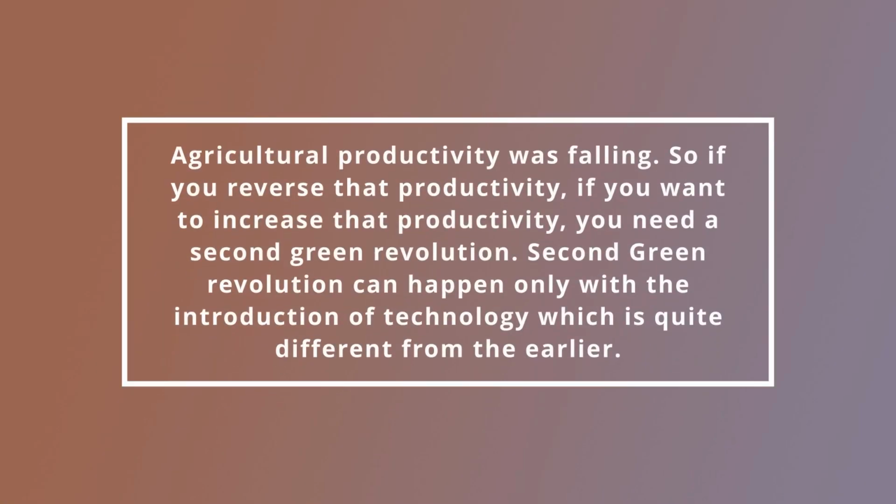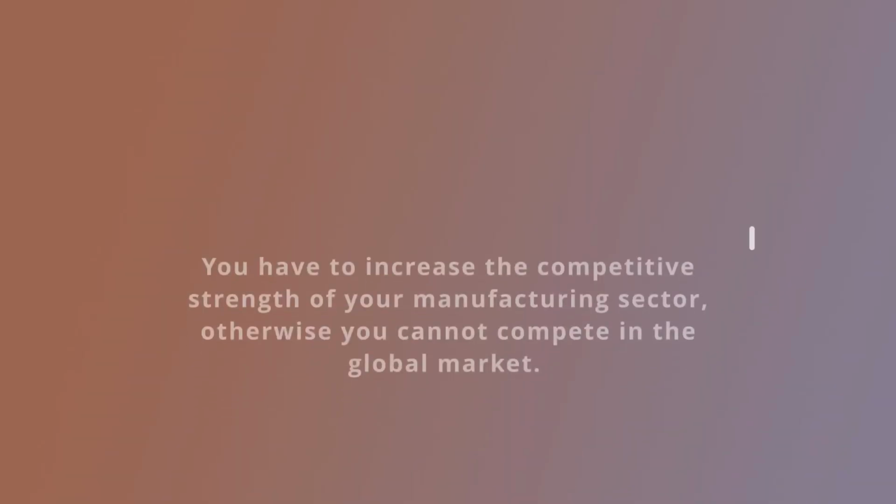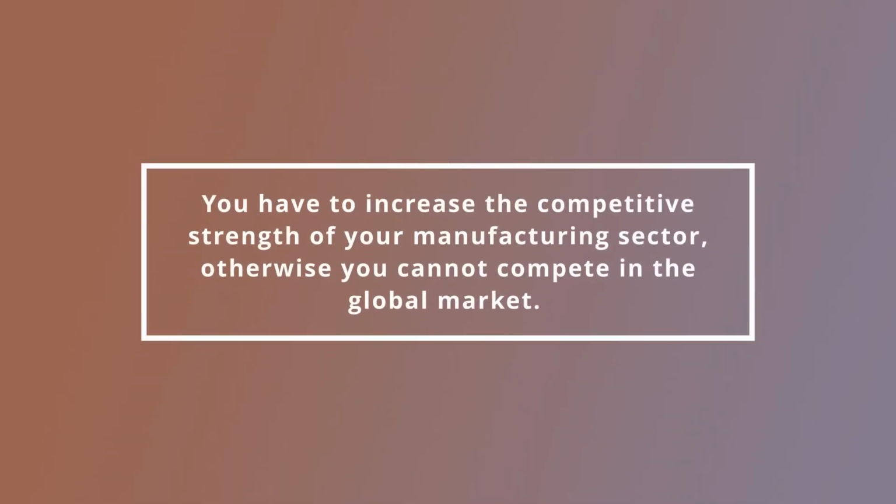Now, coming to some of the challenges which were faced during that time period. The first challenge was providing essential public services for the poor, and then regaining agricultural dynamism. This is very important because agricultural productivity was falling. So if you want to reverse that and increase productivity, you need a second green revolution. The second green revolution can happen only with the introduction of technology which is quite different from the earlier technology. Now you have to follow organic farming technology, to which the government is giving more importance. And you have to increase the competitive strength of your manufacturing sector. Otherwise, you cannot compete in the global market.